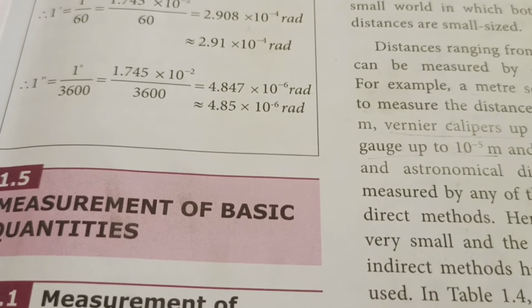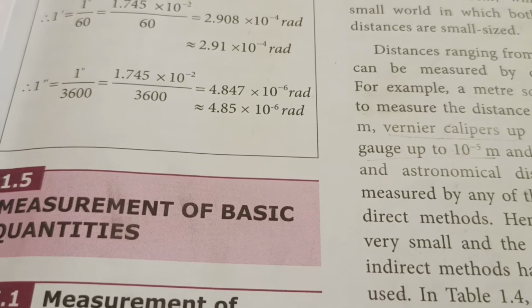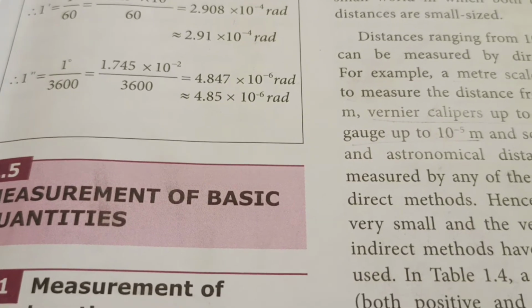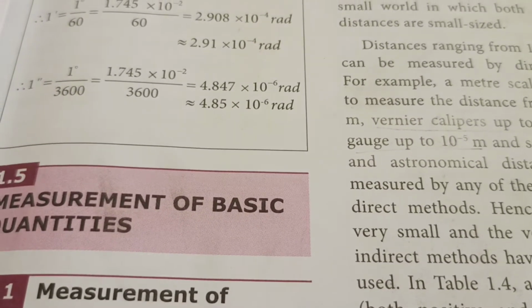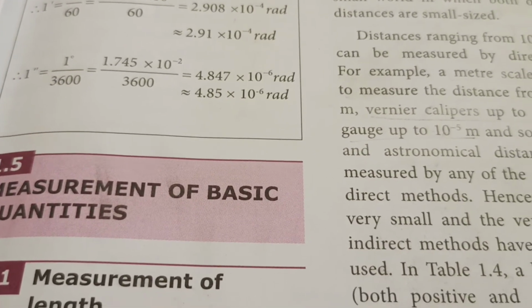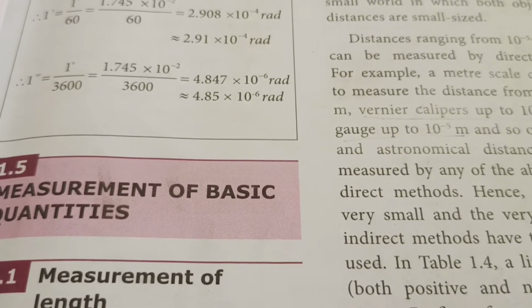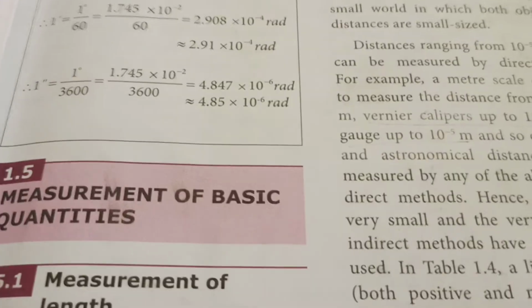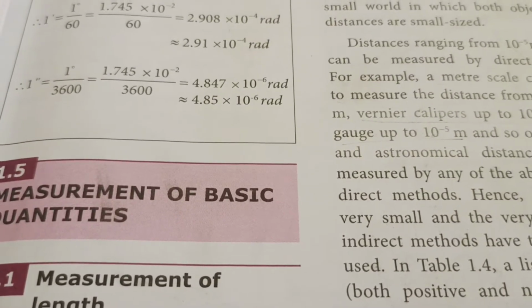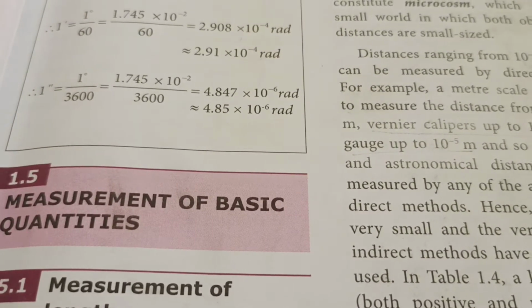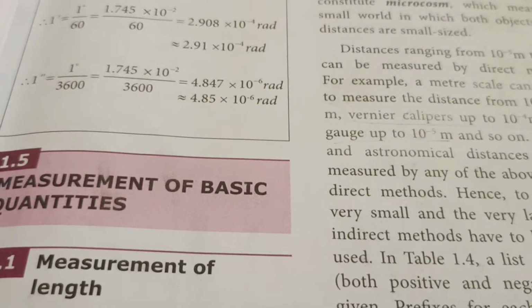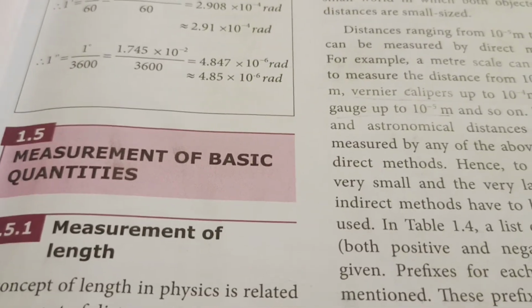Vernier caliper measures up to 10 power minus 4 meter. The screw gauge measures up to 10 power minus 5 meter and so on. These are all direct methods. In the case of atomic and astronomical distances, these direct methods cannot be used, so we use indirect methods.